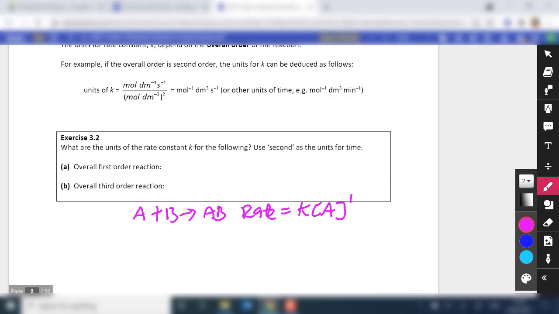So what about the units for the rate constant? This should be relatively straightforward. Units for rate is probably moles per dm cubed, let's say per second.